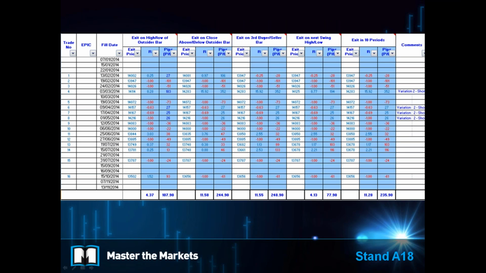I'll show you the trade journal as well for the profit expansion strategy. So the trade journal I will actually show you very shortly. So bear in mind.